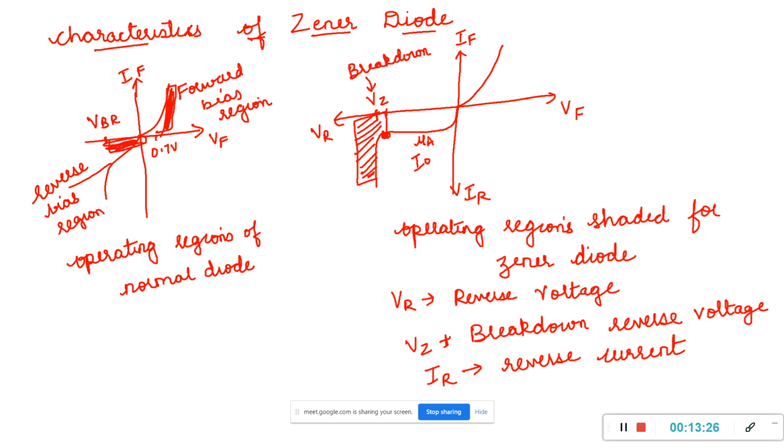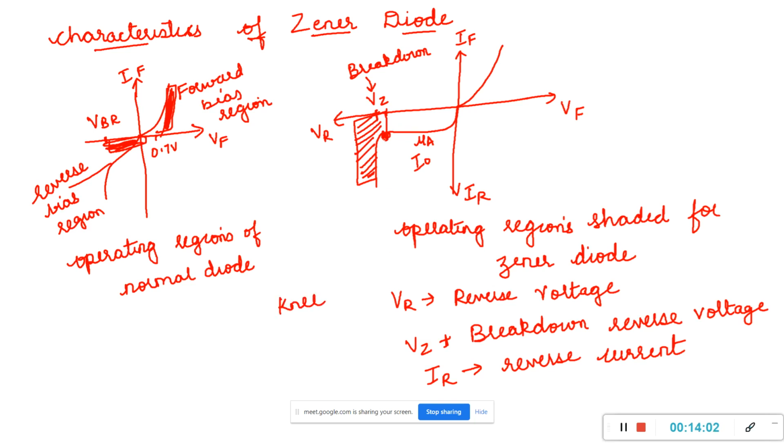At a certain reverse voltage, the current through the Zener diode increases rapidly. You can see here, after a certain voltage is reached, the current increases rapidly. This change from a low value to a large value of the current is very sharp, and it is very well defined here in the graph. Such a sharp bend in the reverse characteristics is called the knee, or knee voltage.